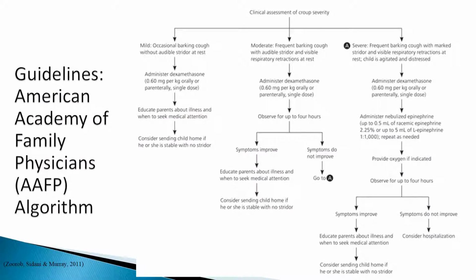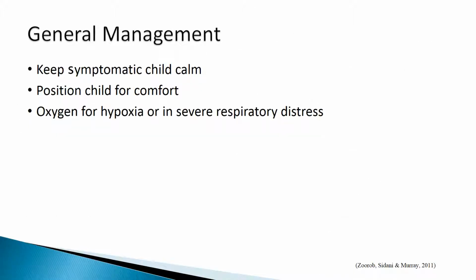All right, and then the American Academy of Family Physicians has also given us a nice algorithm. I like this one because it gives you the dose of dexamethasone on here, and it also goes over mild, moderate, and severe croup. As far as our general management, this is very important.